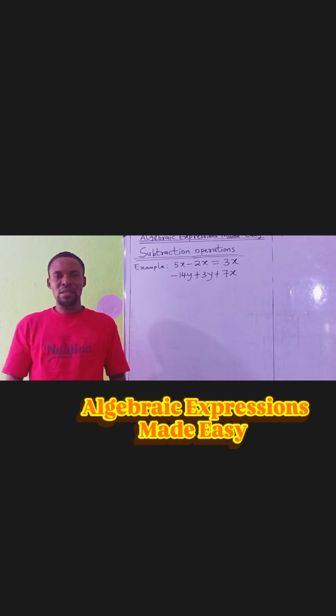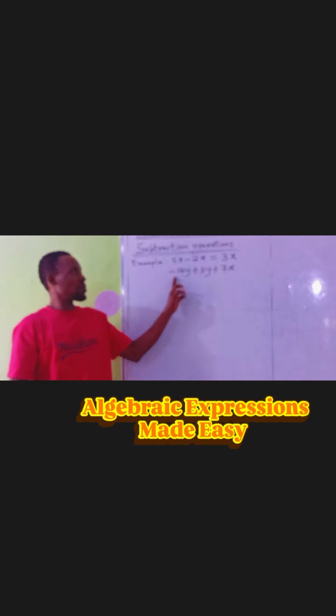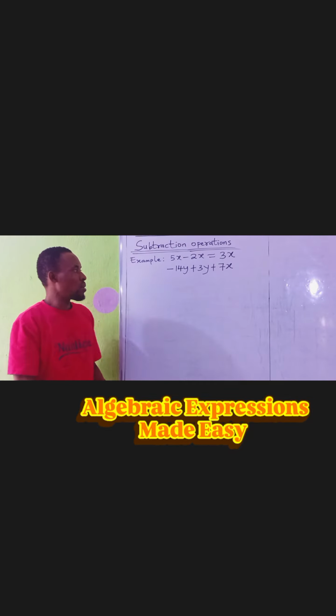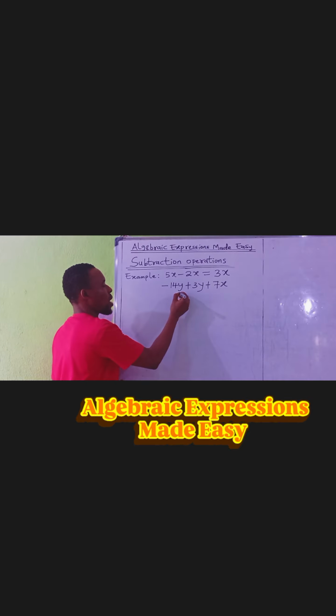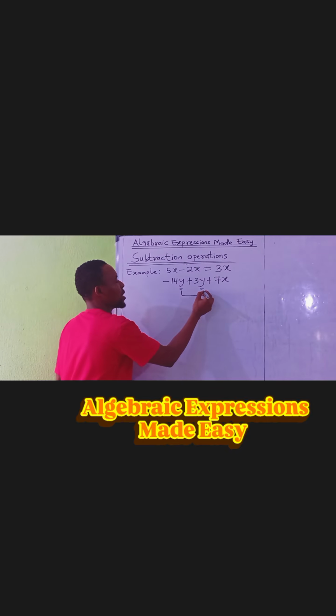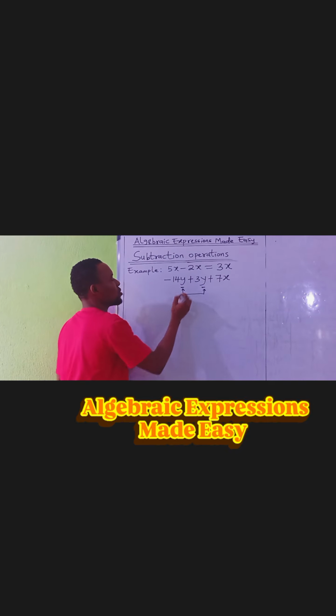Now let's take a look at the next example. We have minus 14y plus 3y plus 7x. How do we solve this problem? Now look at something here. y and y, they are similar terms. So you bring them together. But then you need to take note of the signs.